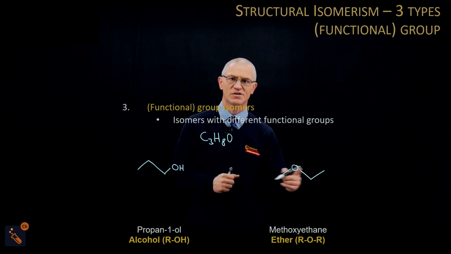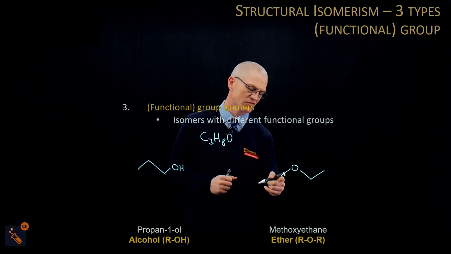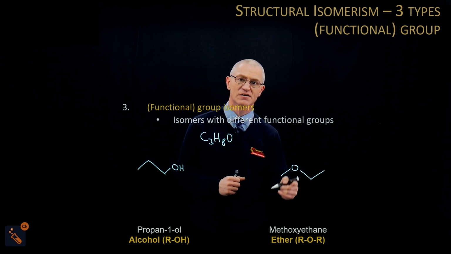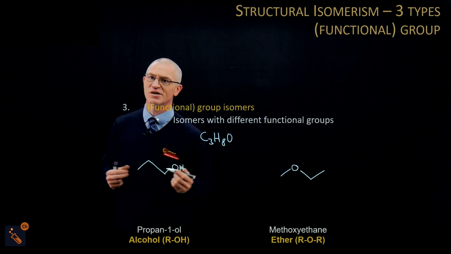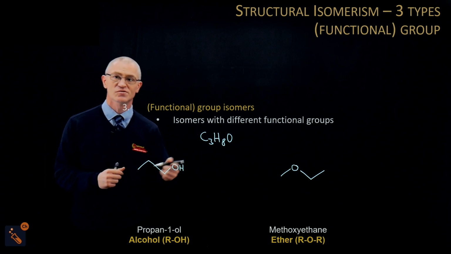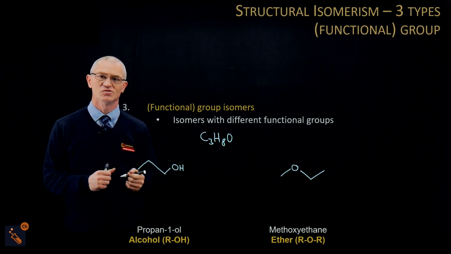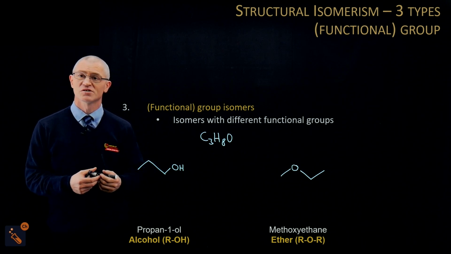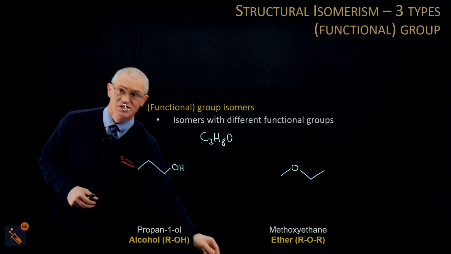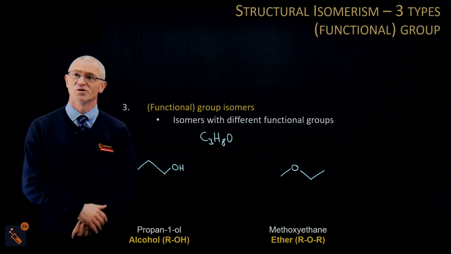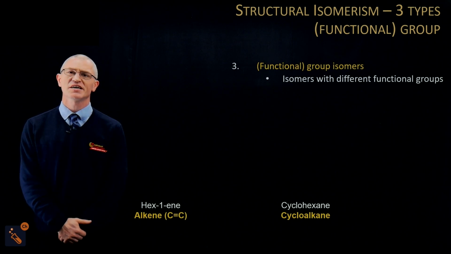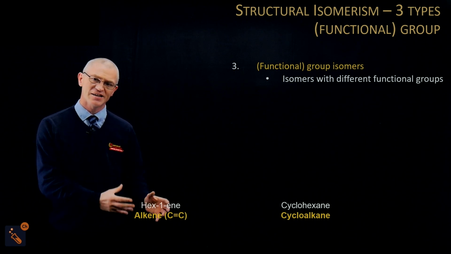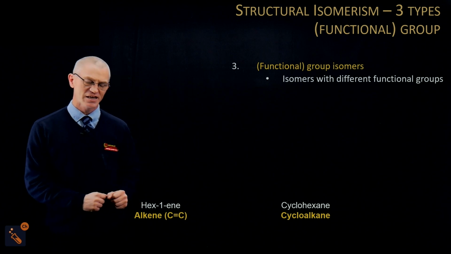Now, if we look here, we can then count the hydrogens again. 1, 2, 3, 4, 5, 6, 7, 8, and 1 oxygen. So they have the same molecular formula, but you can see different structural formula because they are different functional groups. And that is the first one of the types that we're going to show you in this segment of functional group isomers. So our second type of functional group isomer is alkenes and cycloalkanes.